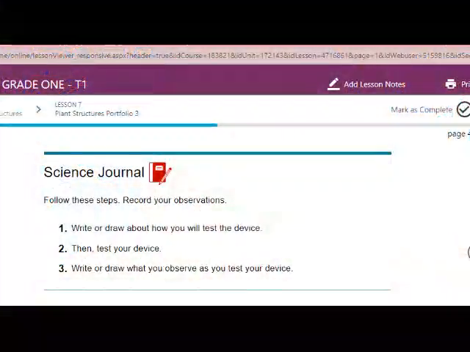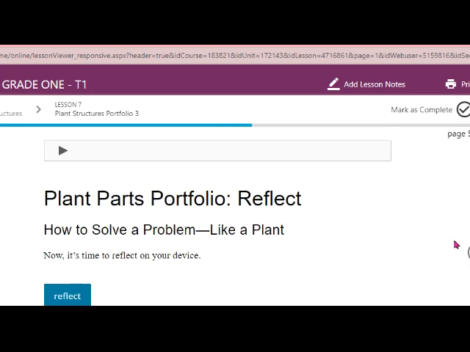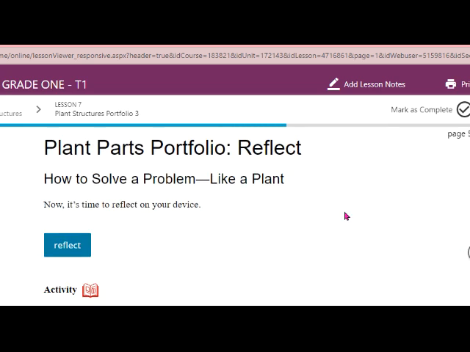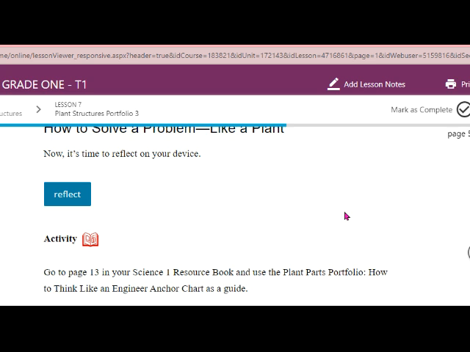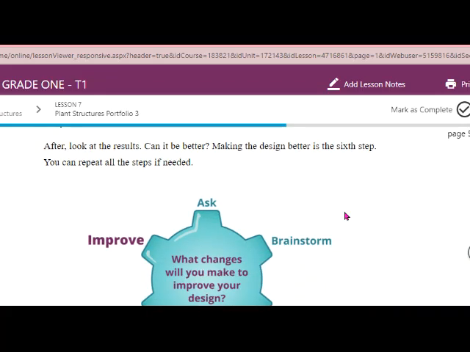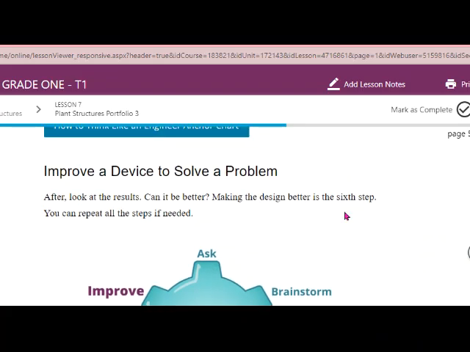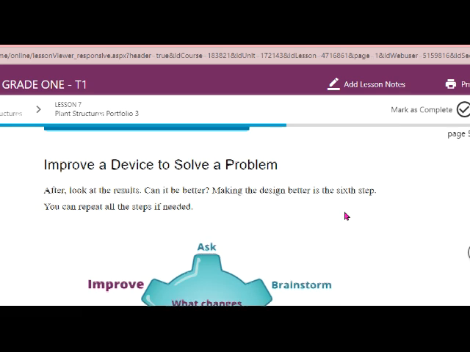Let's go back to your lesson. All right, now it's time to reflect. So, a reflect is when you just think about everything and you kind of analyze and discuss what went well, what didn't go well, and maybe some improvements you can make. Improve a device to solve a problem. After, look at the results. Can it be better? Making the design better is the sixth step. You can repeat all the steps if needed.